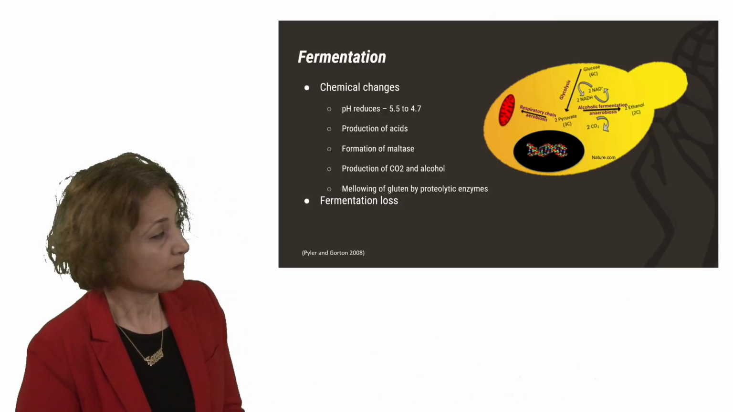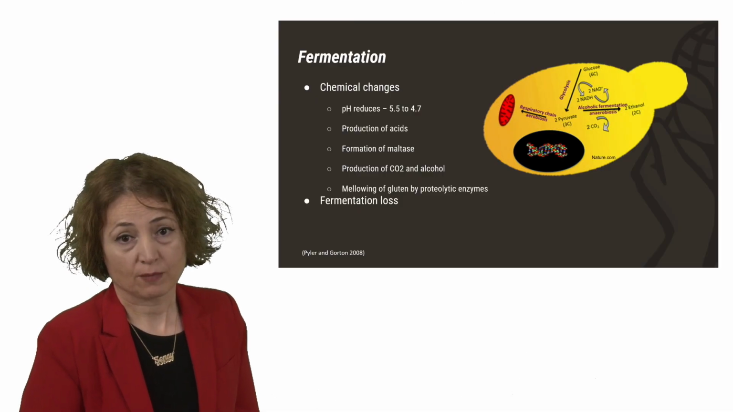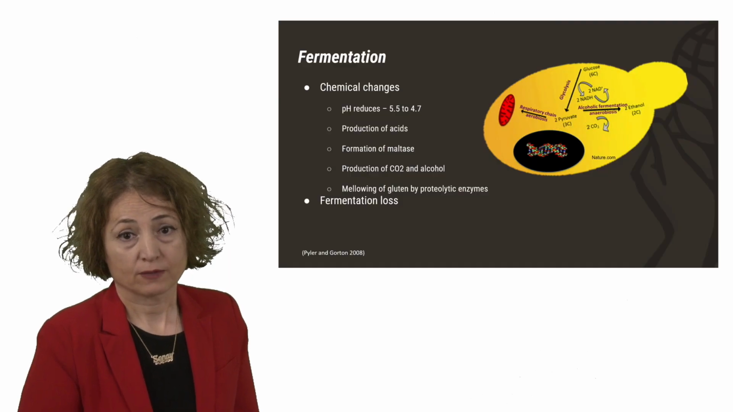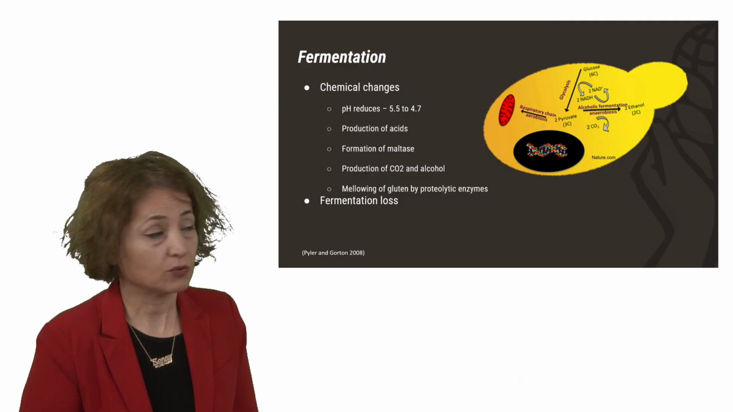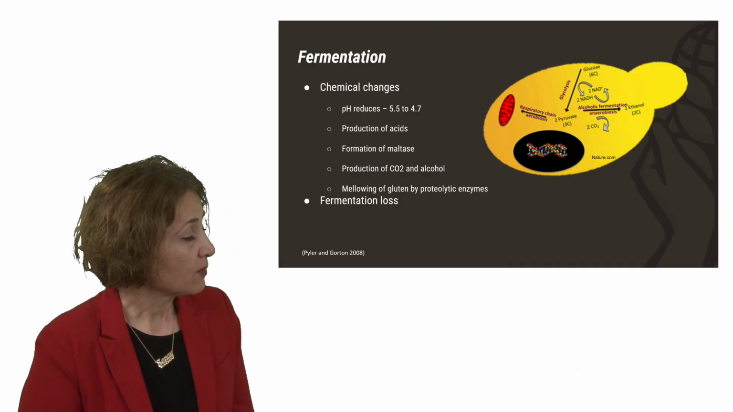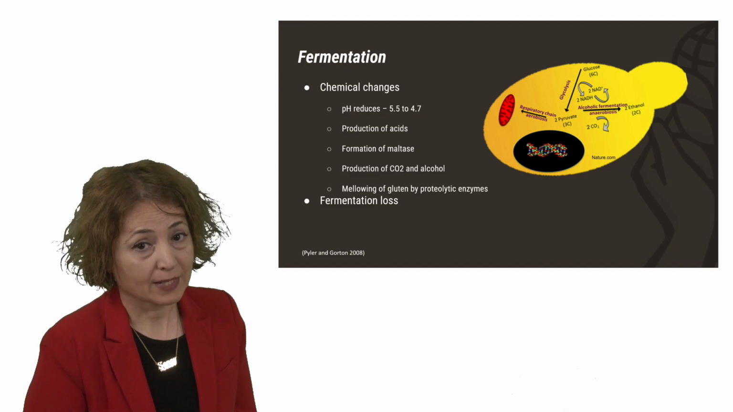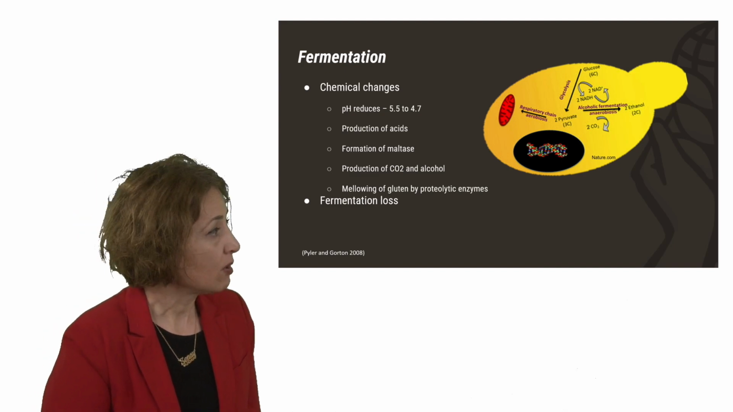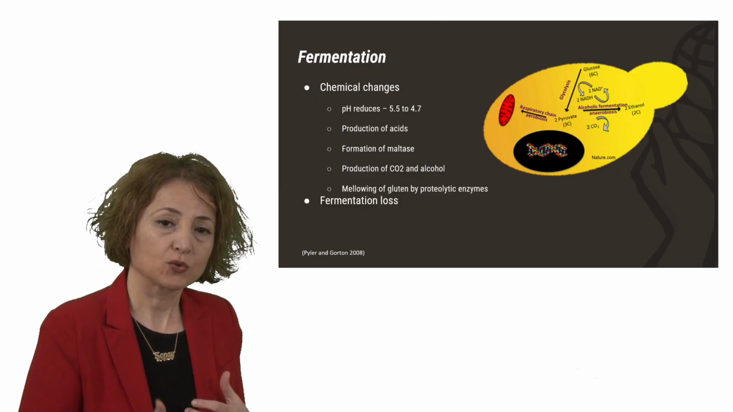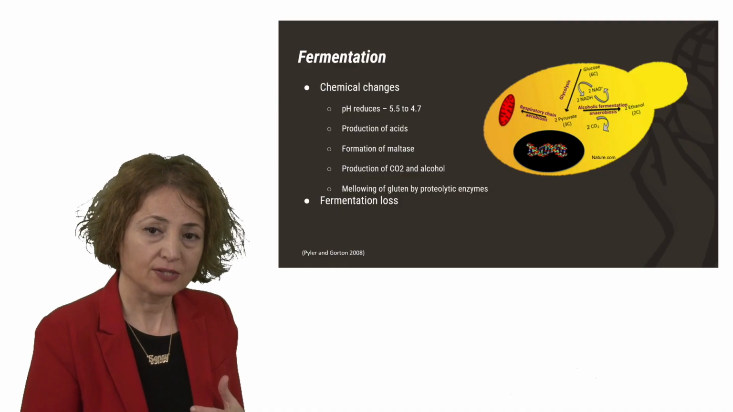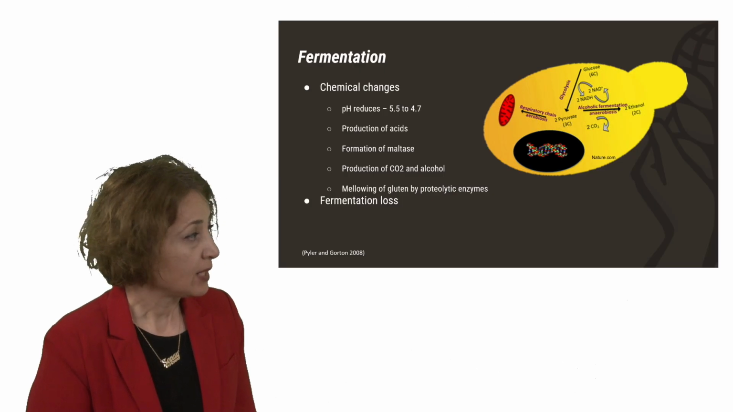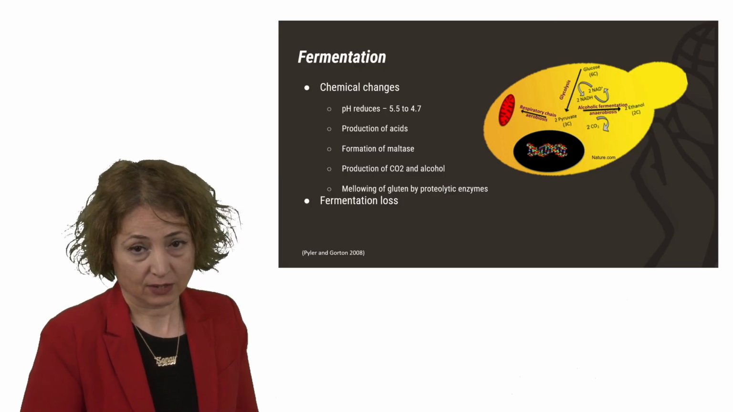So in fermentation, we also have chemical changes. We have a change in the pH. It could drop from 5.5 to 4.7. The dough becomes slightly acidic after fermentation because of the production of organic acids and the formation of maltase. Maltase is the enzyme that hydrolyzes maltose into glucose so that yeast can take that glucose and use it during the fermentation process. And then we have production of carbon dioxide and alcohol.